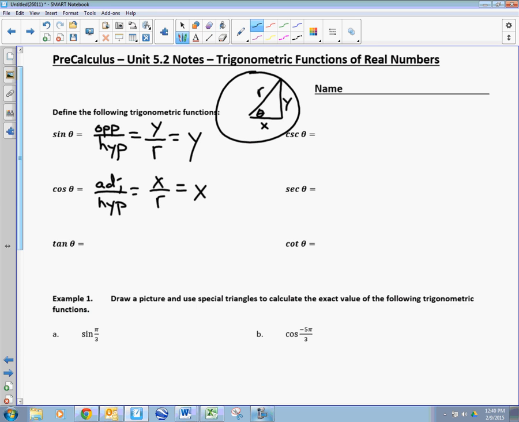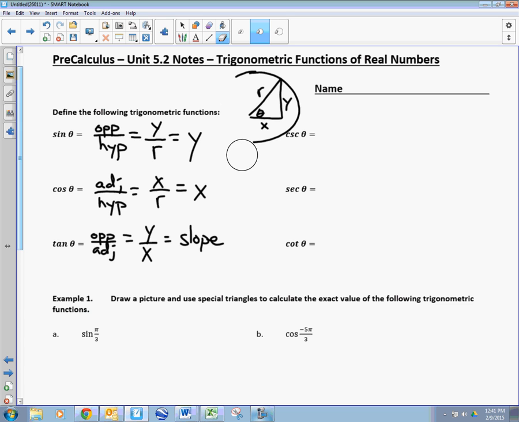Tangent, opposite divided by adjacent. What's the opposite side? Y, and the adjacent side is x. So we define it to be y over x. Now think for just a second. Connection. Y over x. Slope, right? Rise over run. Yeah. Tangent, slope.